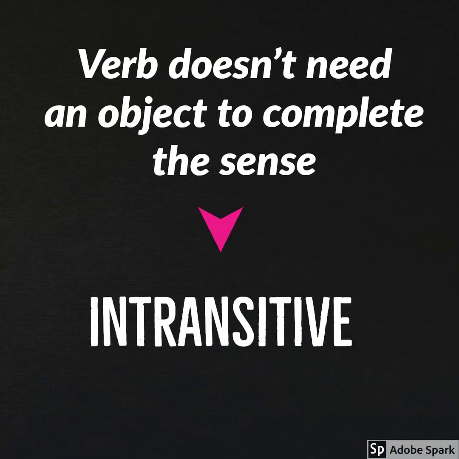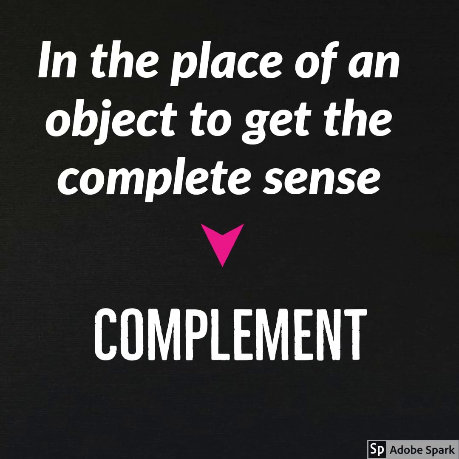Understood? But if in a sentence the verb doesn't need an object to get the sense completed, then the verb is said to be intransitive. Okay? But in the place of an object, sometimes the sentence may need a word or a group of words to get the sense completed, and that is called a complement.